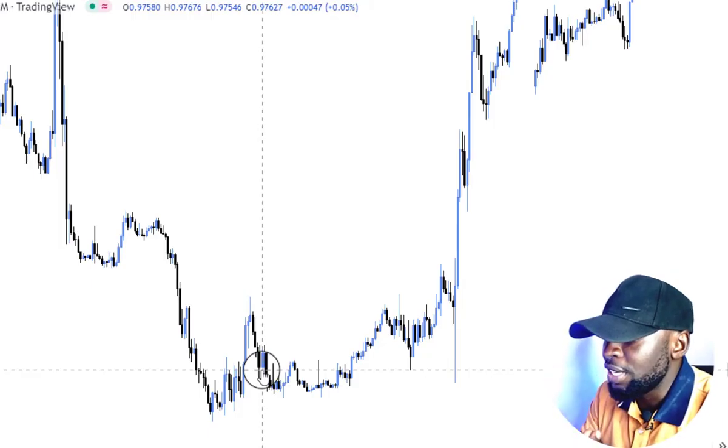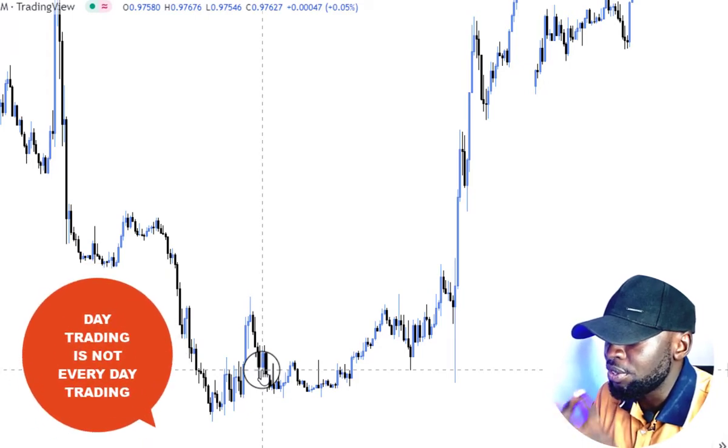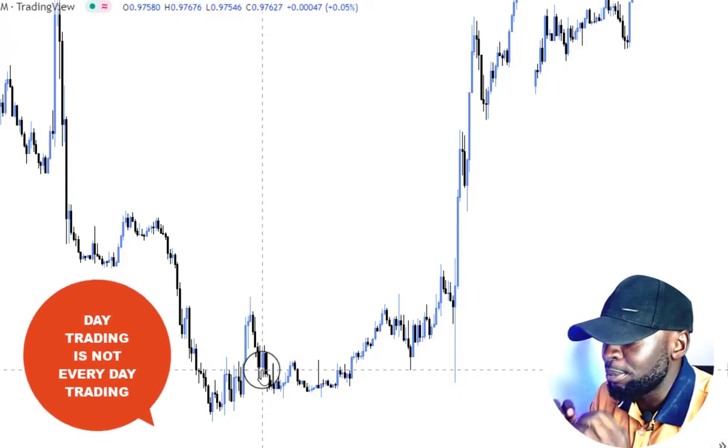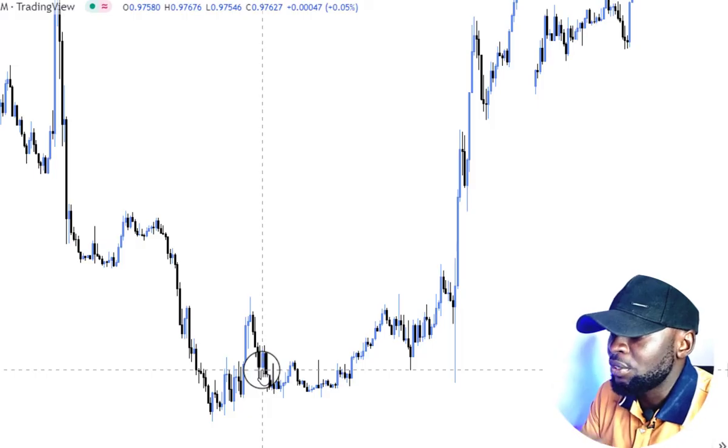You execute a trade using this strategy. Again, day trading is not everyday trading. You have to put this into consideration, that we are doing day trading does not necessitate that you must execute a trade every single day, okay? But in the days that you find an entry, in the days that the setup meets your criteria, then you should be able to bag at least 40 to 50 pips on every single trade you take.